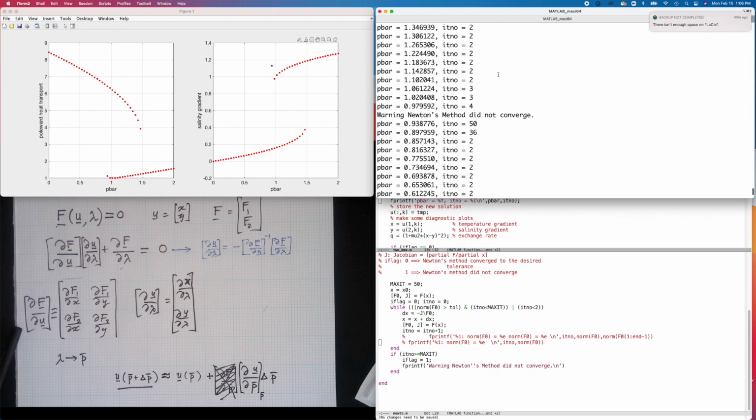And on the way back, a similar thing happens. I'm approaching the nose point. The number of iterations goes from 2, 3, 4. Then there's no convergence, right? Took 50 iterations, then 36, but it converged, and then after it's only 2.